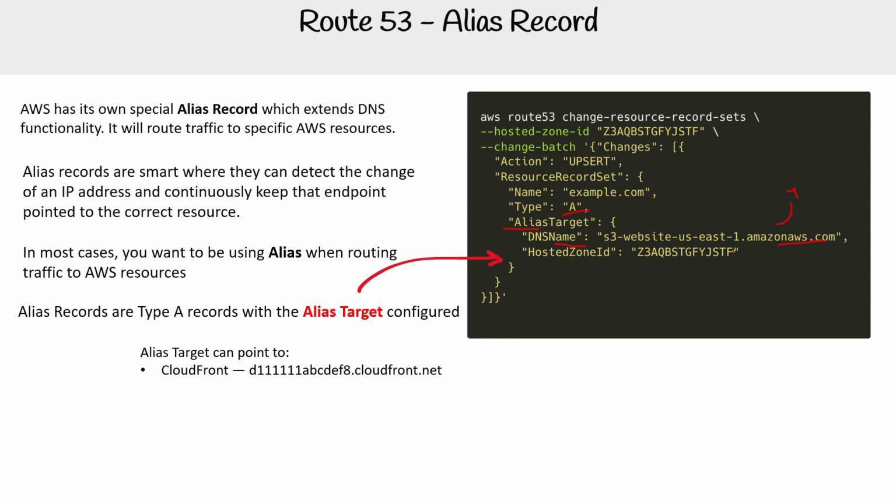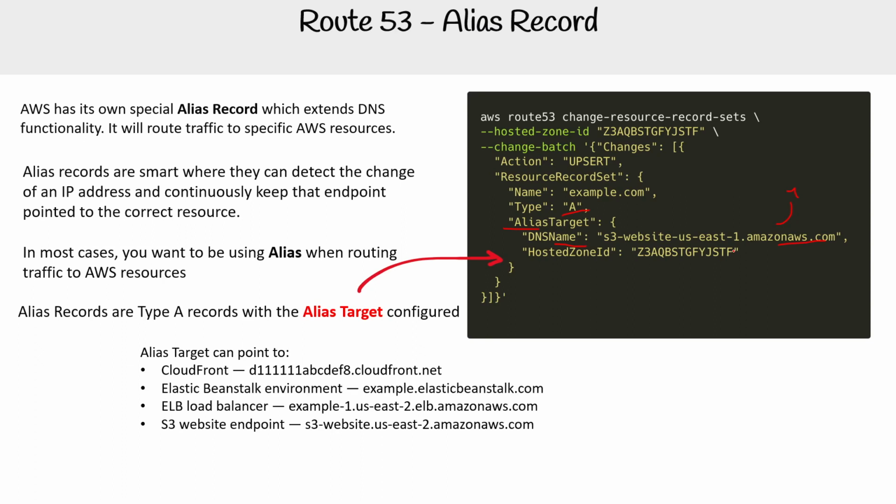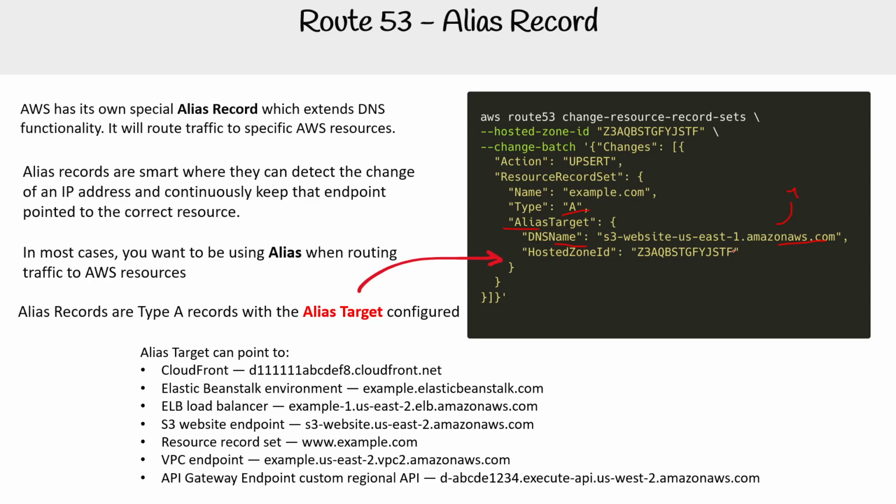These alias targets can point to CloudFront, Beanstalk, ELB, S3 website endpoint, resource record set, a VPC endpoint, and API Gateway endpoints for regional APIs. So there you go.